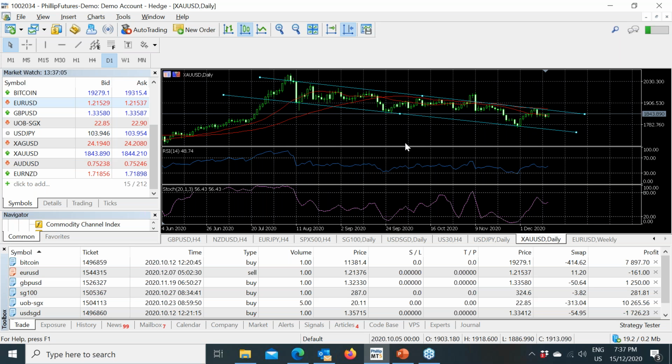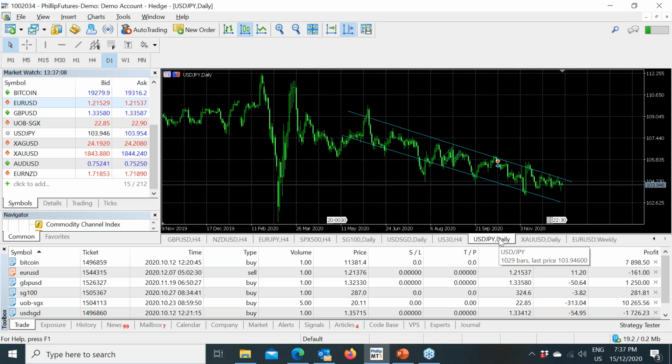Another one, you can see dollar yen. On the daily chart, it's been in a long downtrend, and it seems to have not been able to find a way out of it since the second half of the year as well. Long downtrend for the dollar yen pair. So if you show it here, this would roughly be your ceiling, and this would be the floor.